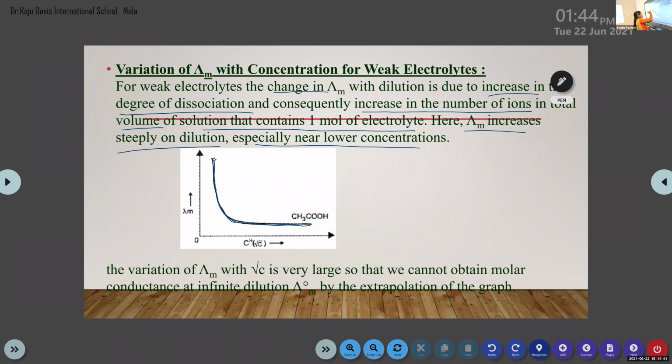If we extrapolate this graph, it will just go upwards. That's it, right? It will not touch anywhere on the y-axis. So we cannot directly obtain the value of this limiting molar conductivity from the graph. That's why we are using Kohlrausch's law to find out this limiting molar conductivity. Clear?